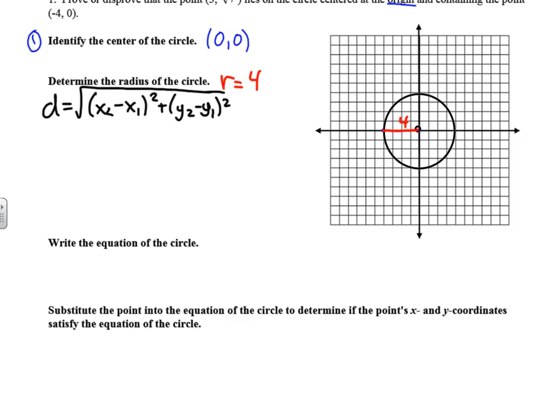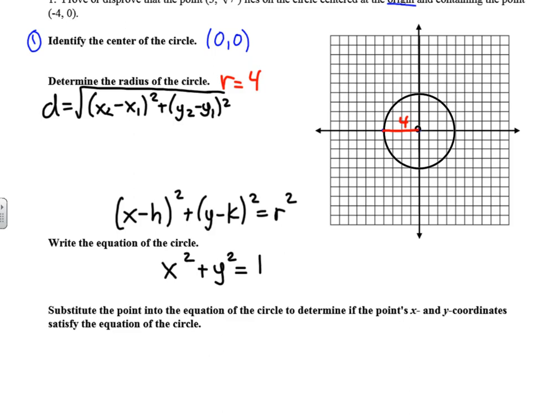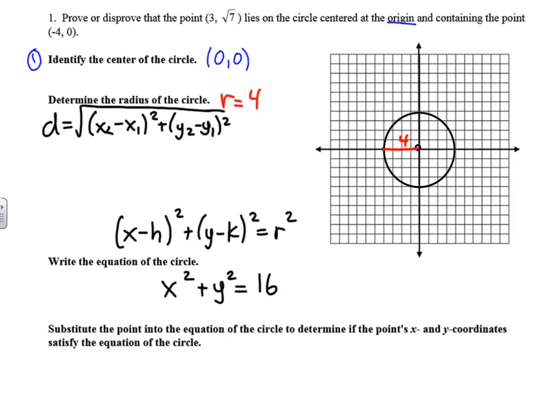Now we're going to write the equation of the circle. Remember, the form is (x minus h) squared plus (y minus k) squared equals the radius squared. When the center of the circle is at the origin, it's just x squared plus y squared equals, in this case, 16, because 4 squared is 16. The final step, once we have the equation of our circle, is to substitute the point into the equation to determine if the point's x and y coordinates satisfy the equation of the circle.